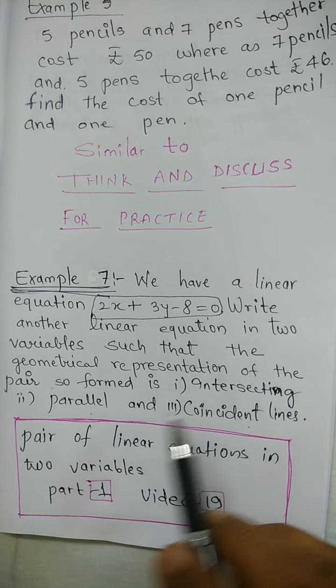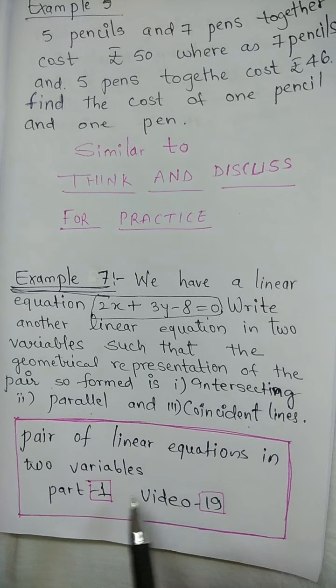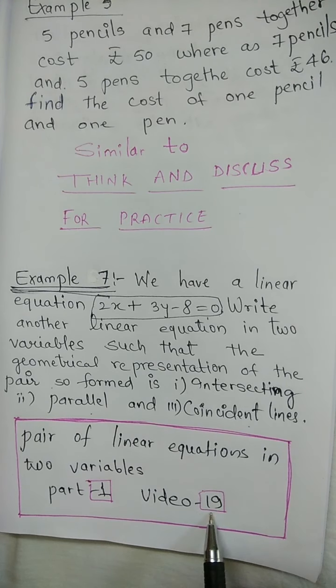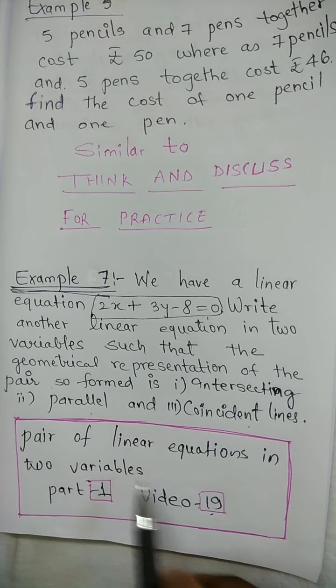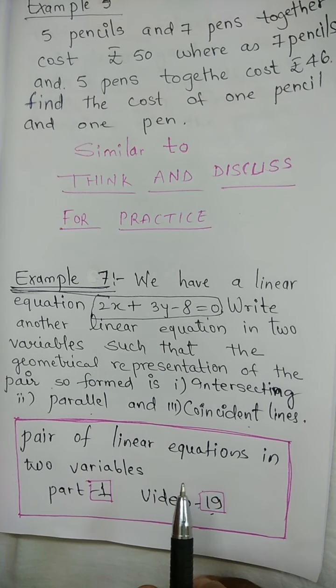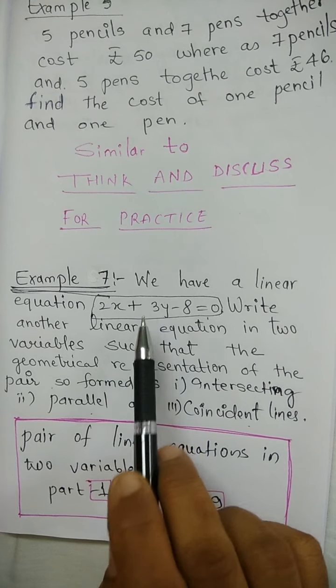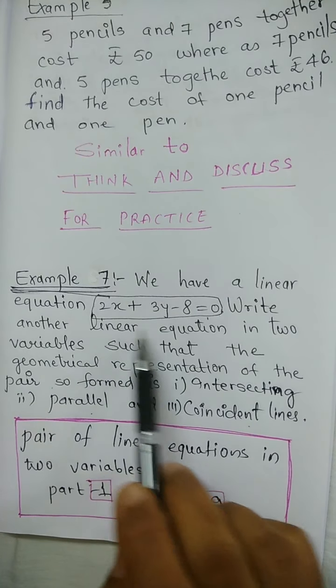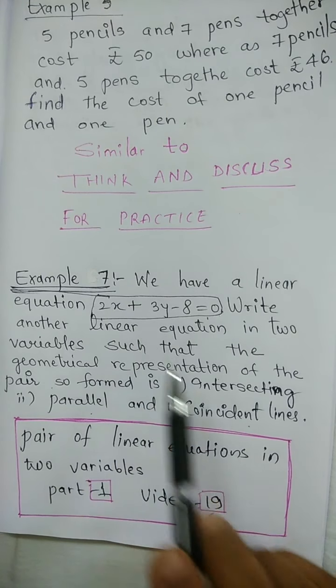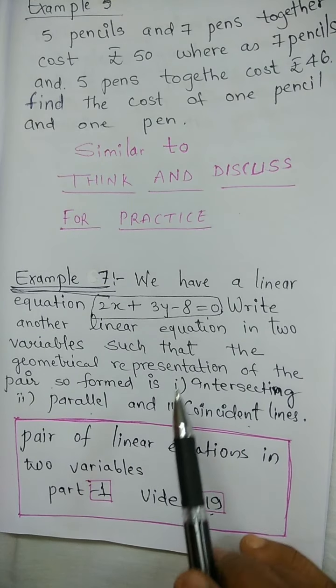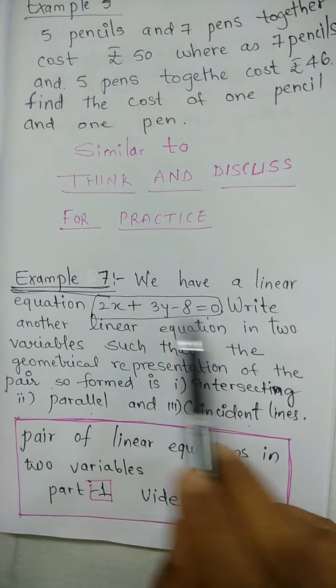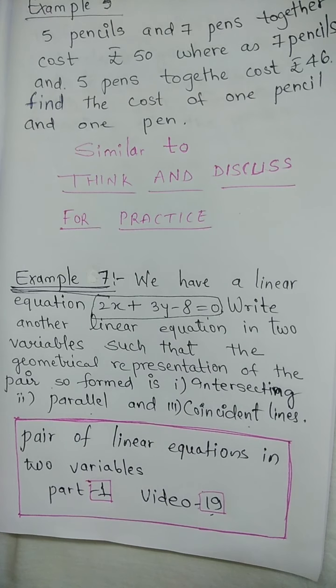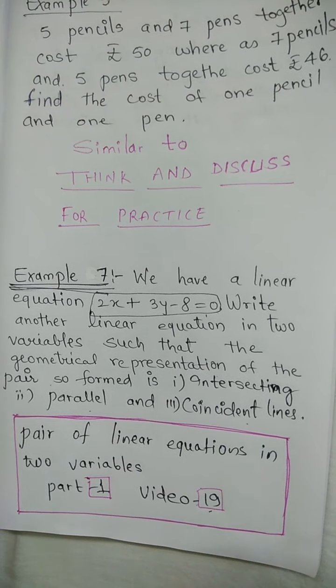For this there is a video which I have made, part 1 and video number 19. You should go through it. This problem is the same as that. One equation you have to write so that these two form intersecting lines, and one more equation so that these two form parallel lines, and one more equation so that it forms coincident lines. Watch the video and solve this problem.